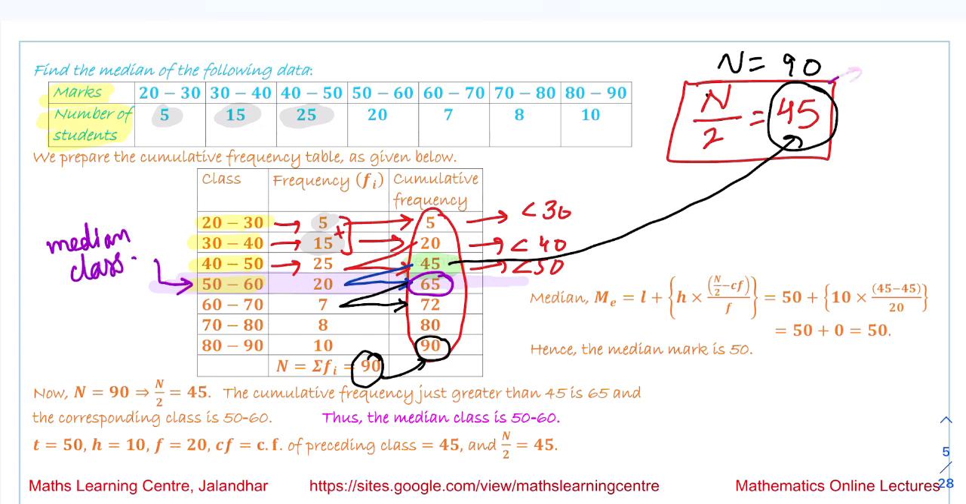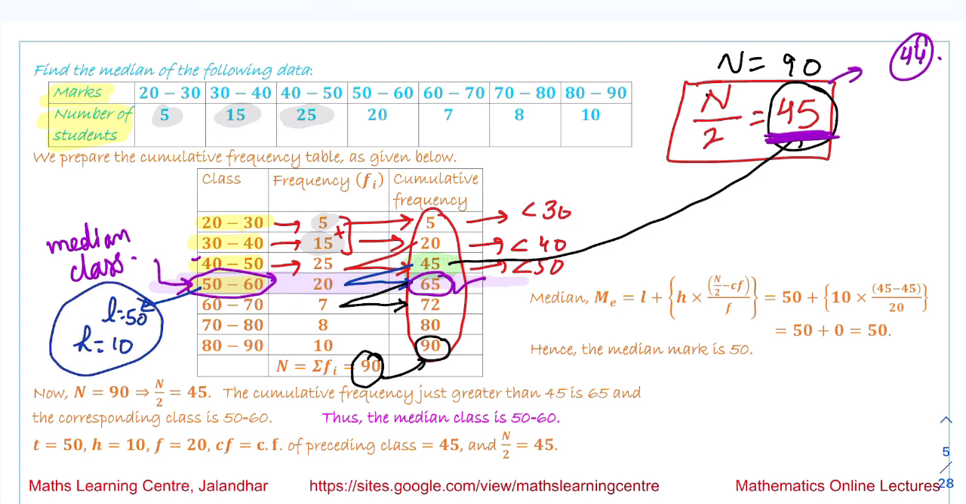Suppose in place of 45 we obtain 44, then the median class would be 40 to 50. But over here we are obtaining 45. We are talking about the cumulative frequency just greater than 45. So it is 65. So the median class is 50 to 60. Now corresponding to this median class, this is the value of L. L is equal to 50. The value of H is the width of this class, that is equal to 10.